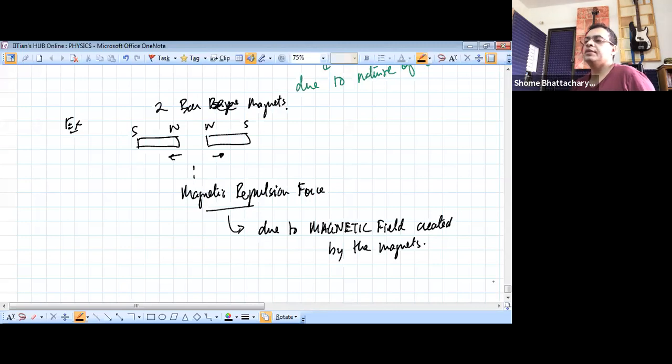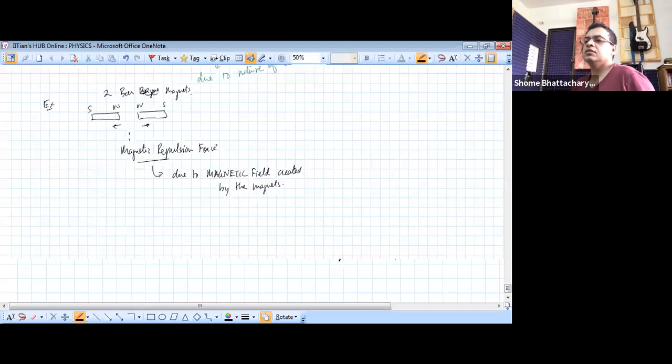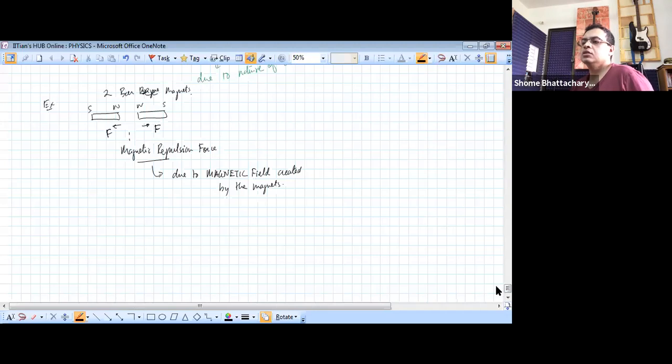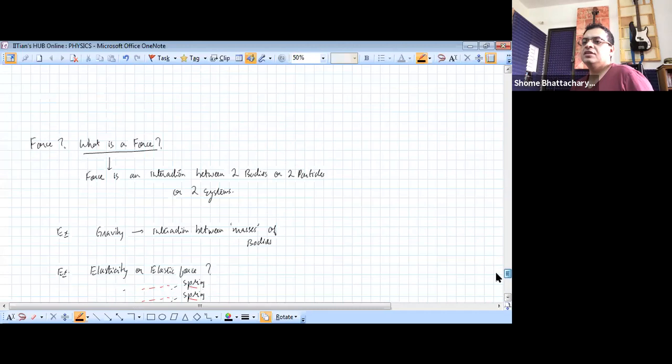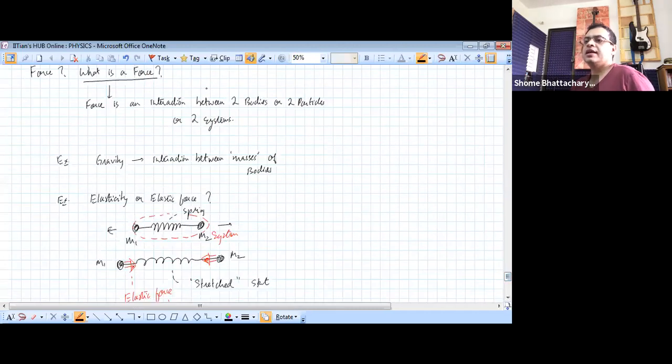There are so many different types of forces. But everywhere you can see what the force really is. It is a type of interaction between either two bodies or two particles or interaction within a system. So at a fundamental level, what is a force? It is an interaction between two things. Okay.